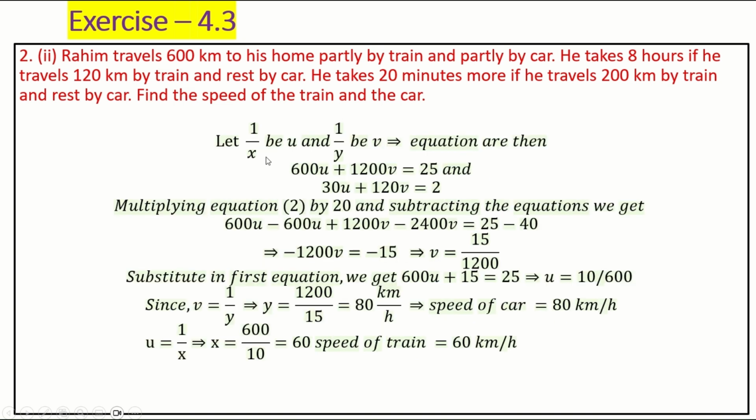Okay. So 1 by x is u, 1 by y is v. Then it will become 600u plus 1200v equal to 25 and 30u plus 120v equal to 2. So you use the elimination method to solve. You get v as 15 by 1200 and u as 10 by 600. Okay. So we know already what is u and v. So u is equal to 1 by x, so x is 60. Speed of the train is equal to 60 and the speed of the car is equal to 80.